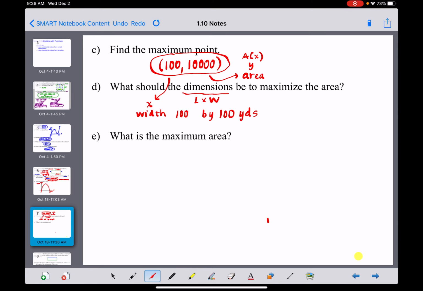It's not always going to be that. So you want to make sure you're finding that correct dimension there. So my dimensions would be 100 yards by 100 yards in this case.